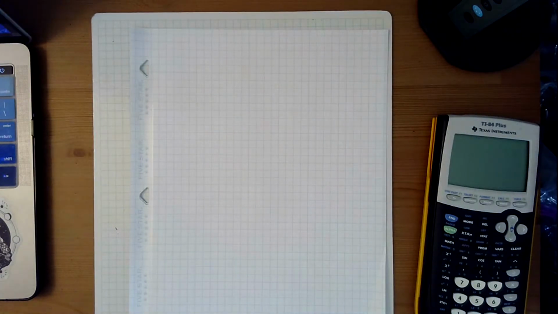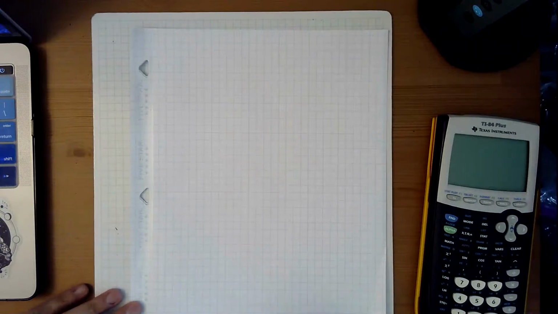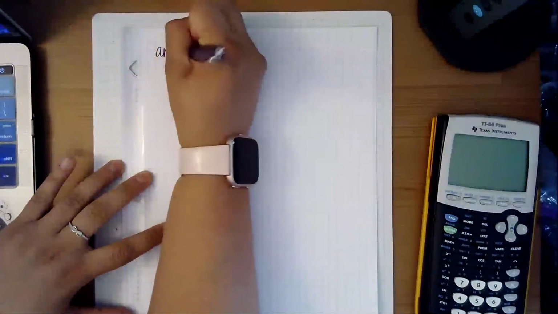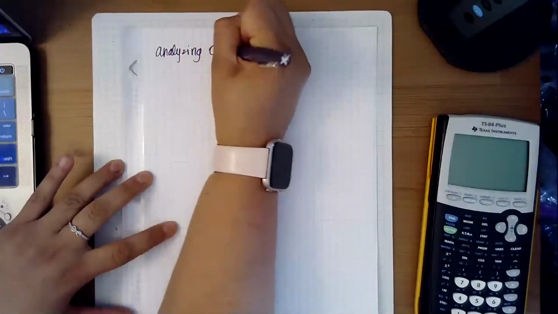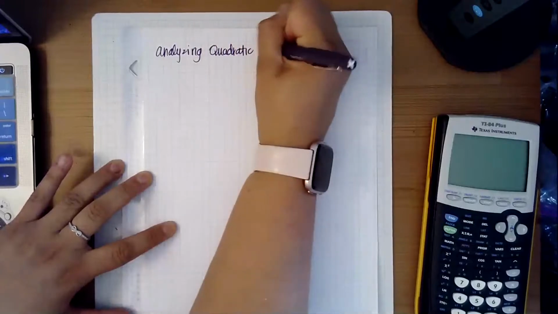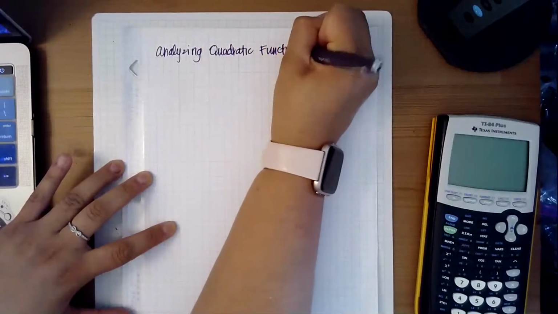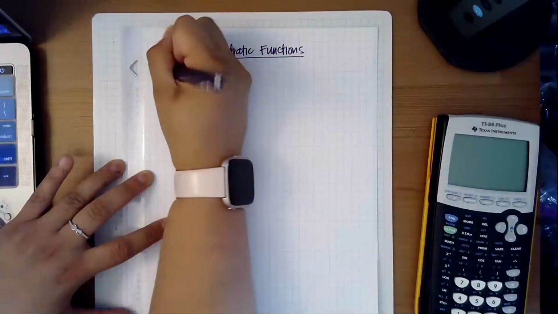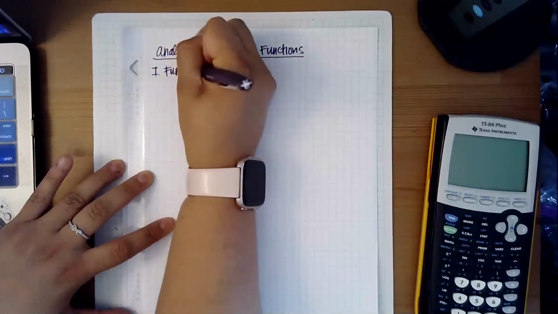All right. So now I am going to be doing a video on analyzing quadratic functions. This is an Algebra 1 video, okay? So today we're going to be analyzing quadratic functions. And as we analyze, this is a topic we've already known how to do. We're going to be talking about function transformation, okay?